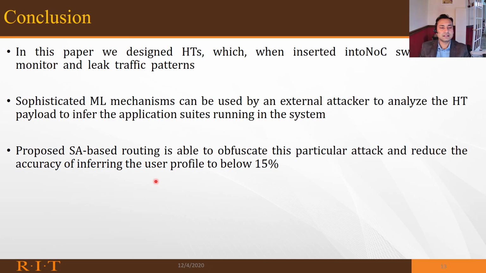So in conclusion, we designed this very efficient hardware Trojan inserted into the NOC switches that can monitor and leak traffic patterns, and a sophisticated ML mechanism can be used to analyze this traffic and infer what application suites are running in the system, eventually leading to compromising user privacy. And we also showed that a controlled random simulated annealing based routing can be used to obfuscate this particular type of attack and can reduce the accuracy of the inference to 15% or lower from a very high accuracy of 90 or 95%.